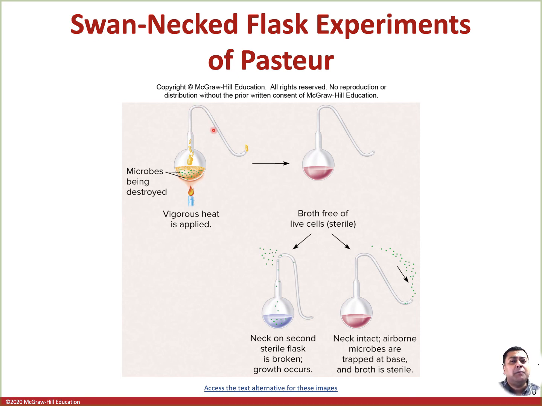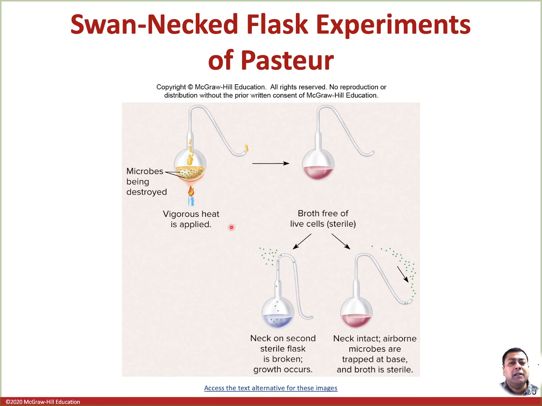And he actually used a long neck like this, a swan neck like structure, by drawing the glass tube over that, and then he stored that over a period of time. So what he found, when he stored this swan-necked flask over a period of time with the intact neck, airborne microbes are trapped at the base, and the broth remained sterile or clear for a very, very long time.